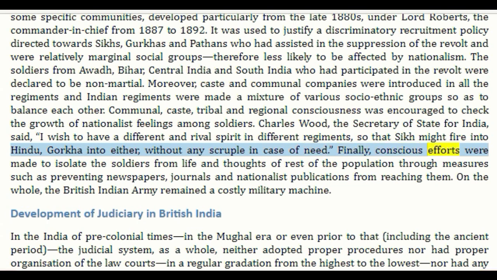Finally, conscious efforts were made to isolate the soldiers from life and thoughts of rest of the population through measures such as preventing newspapers, journals and nationalist publications from reaching them. On the whole, the British Indian Army remained a costly military machine.